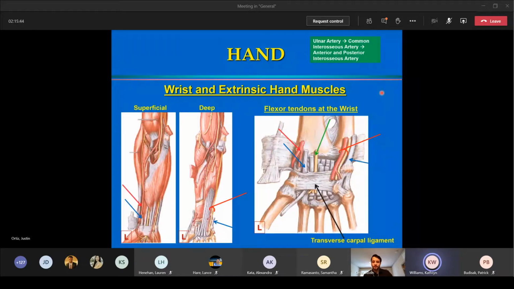Question about that part. The quadratus thing, is that above all of that? That's covering those? So your pronator quadratus would be right here. So you can see it right here. This is your pronator quadratus. Okay, thanks. Yeah, gotcha.